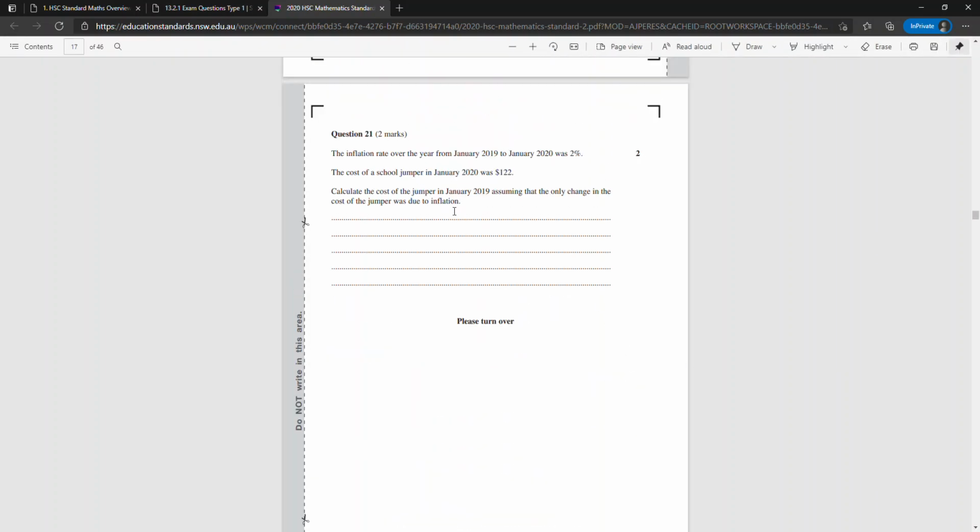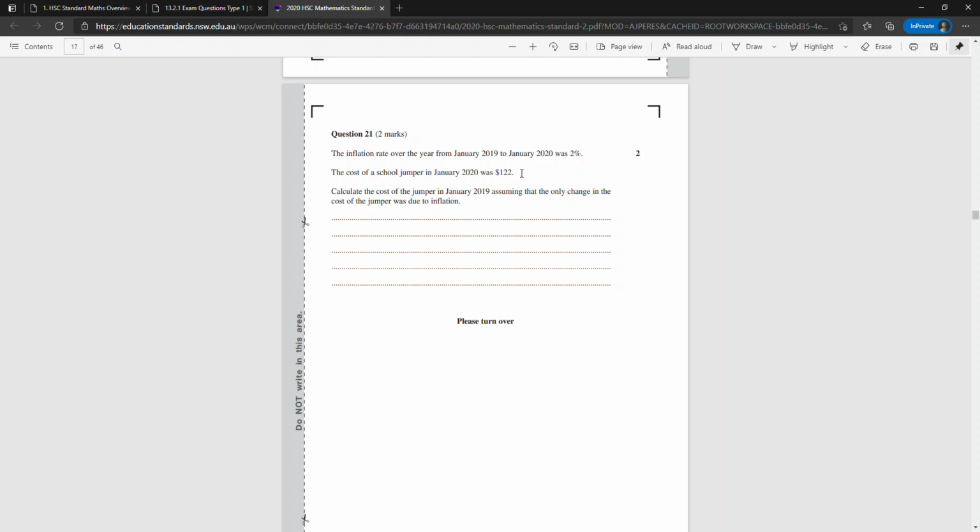So the question is that you're given an inflation rate from January 2019 to January 2020, which is 2%. You're told that in January 2020, there is a jumper that's costing $122. What is the price of that jumper in 2019? And you assume that it only changes because of inflation.